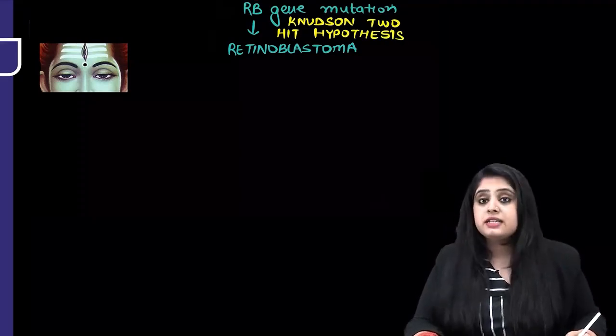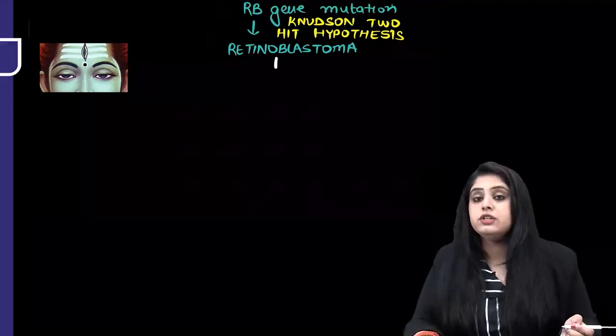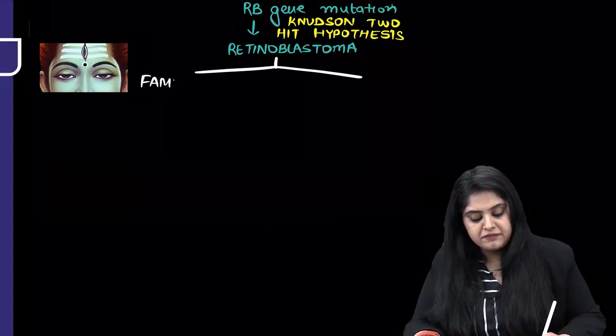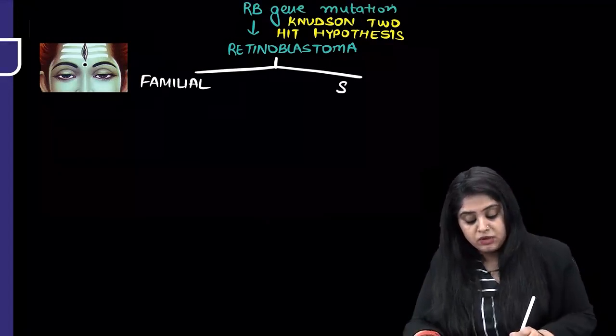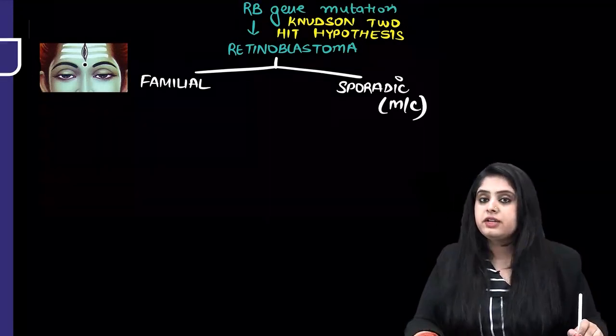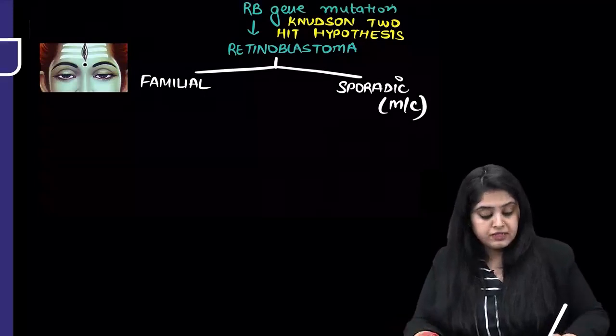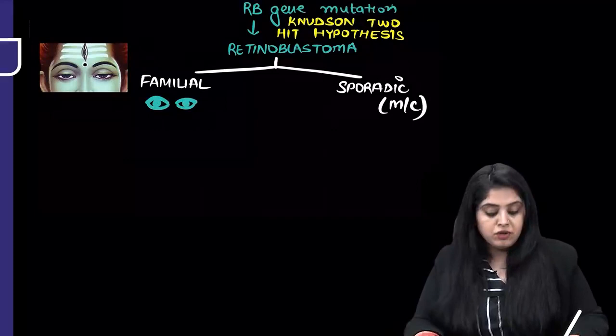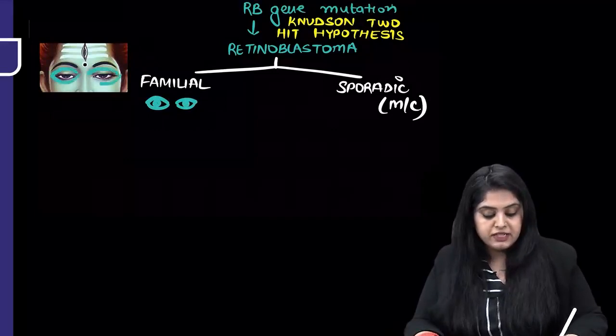Please note that retinoblastoma is now going to be of 2 types. Either it can be running in the families, or it cannot be running in the families, which is sporadic, out of which of course the sporadic one is the more common one. So either it is running in the families or it is not. When it is running in the families, it is involving both the eyes.